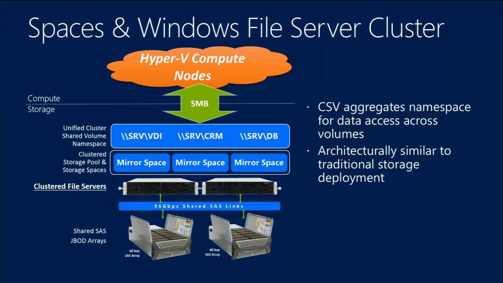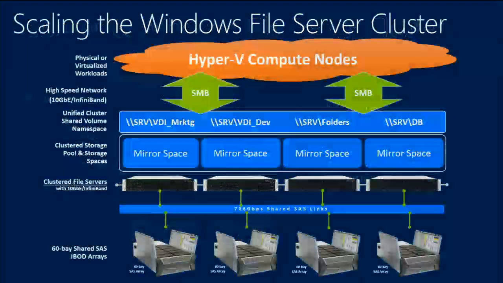And this aggregation of compute and storage is, again, very similar to what many people are traditionally deploying today with a storage array. I can scale this out. I can add more servers. I can add more JBODs. But as I add more servers and JBODs and create more virtual disks, data access is still through CSV, still a flat namespace. All my storage is still in one spot.